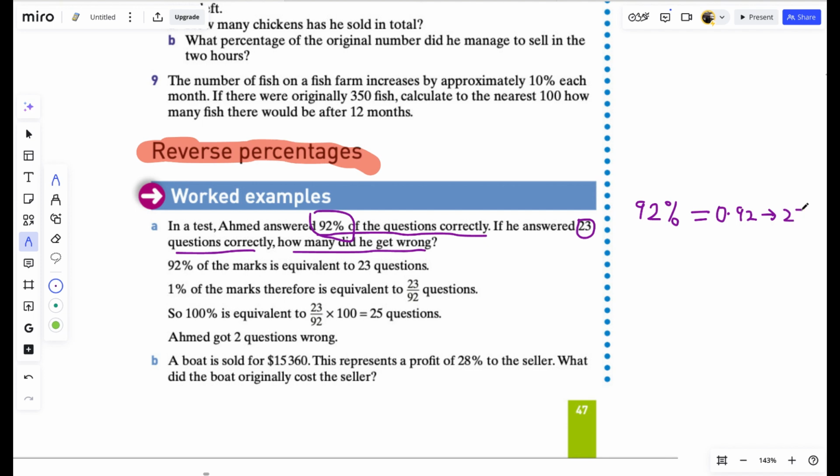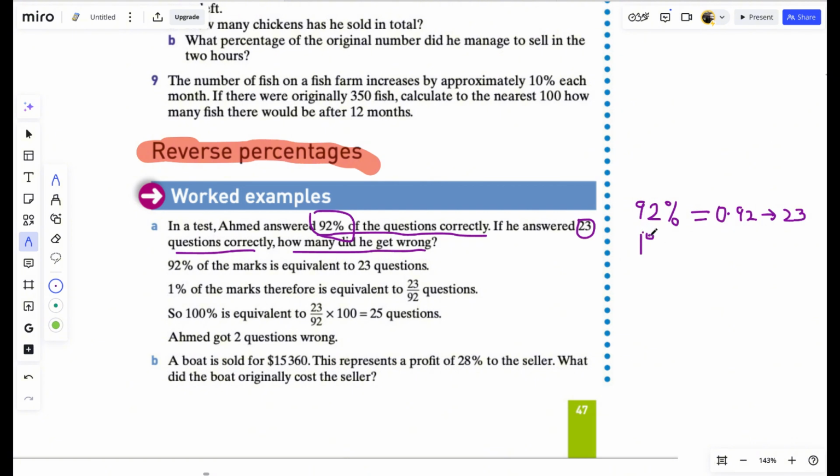He did 23 questions correctly. So 92%. Okay, what will 1% be? This is like the unitary formula, you know, unitary in ratio or in proportion. So 92% is 23. 1% will be what?